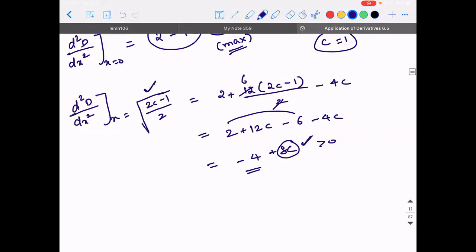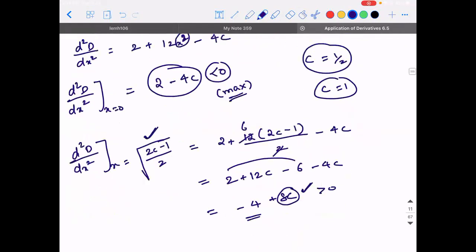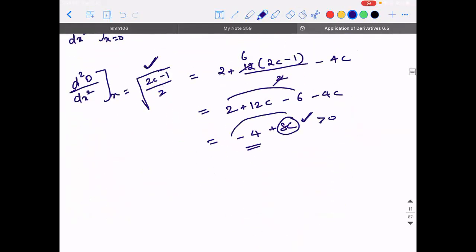At x is equal to root of (2c minus 1)/2, you're getting the least value of distance. The same will be the concept for minus of root of (2c minus 1) also, because you have 12x square here. So whether you put plus x or minus x, it is going to be x square only. Are you able to understand? So minus 4 plus 8c is going to give you a positive value.